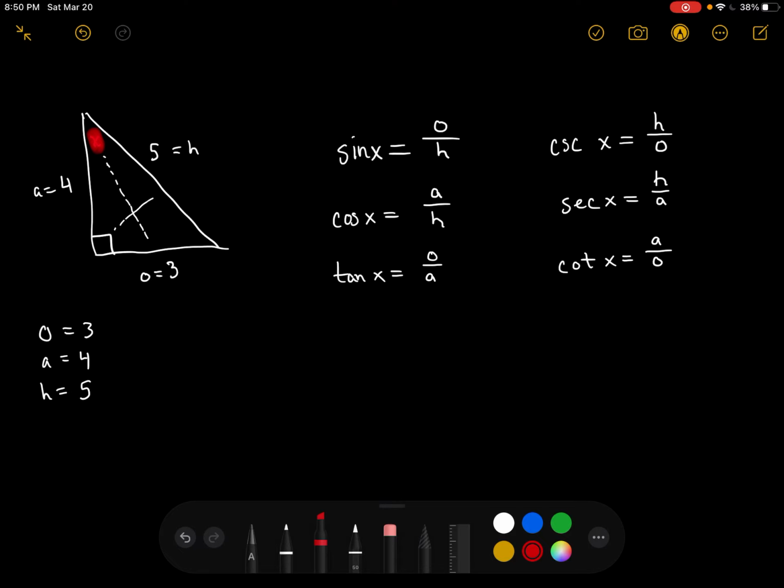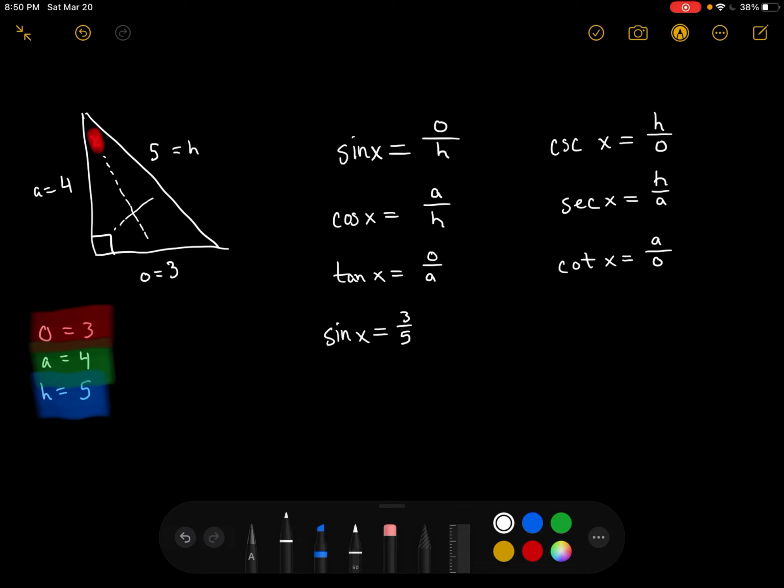So O over A, O over H, A over H, A over A, all of these things we are able to do. At this point, it just turns into substitution. So O is 3, we'll make that red, we'll make A green, which is 4, and then finally we'll make H blue, which is 5. And we can write out each of these ratios.